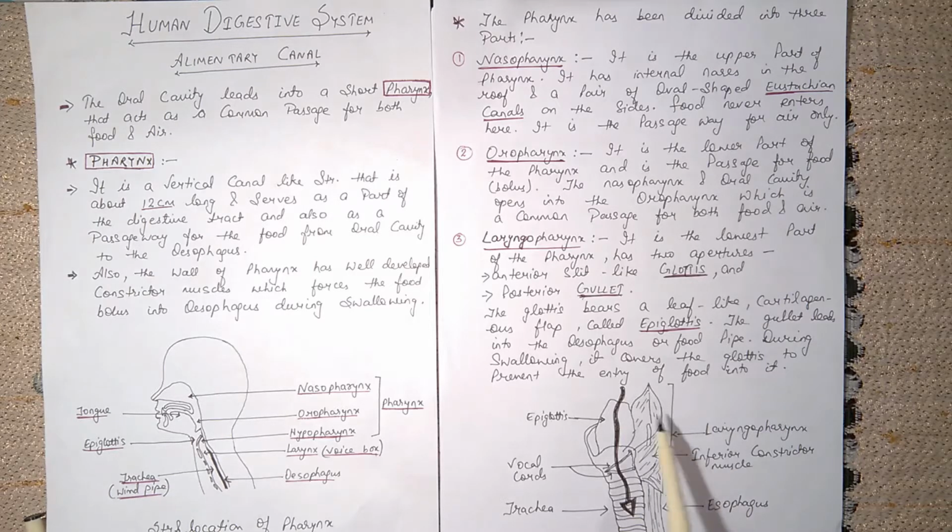As you can see in the diagram below, this is the structure of the pharynx. Here is the esophagus present behind the trachea, and this is the inferior constrictor muscles, and this is the laryngopharynx. The vocal cord is present above the trachea and below the epiglottis.